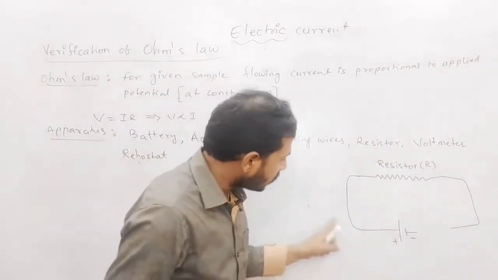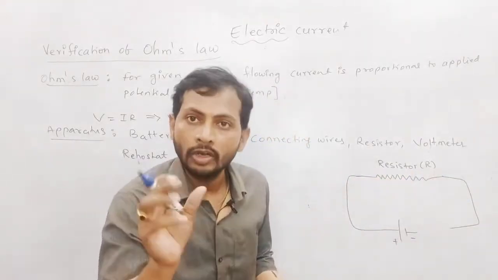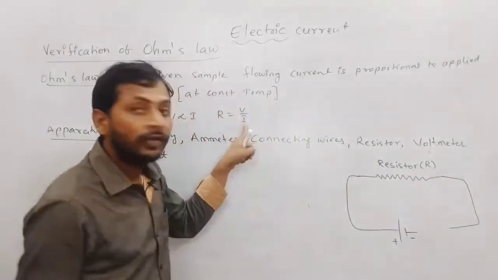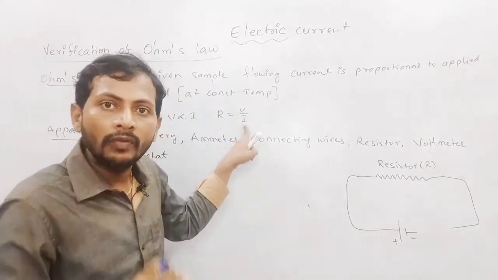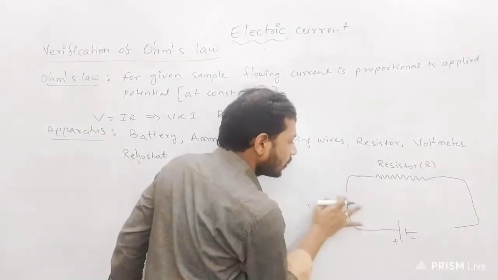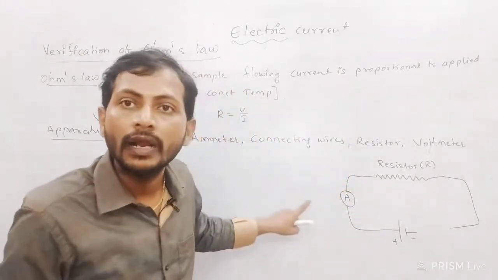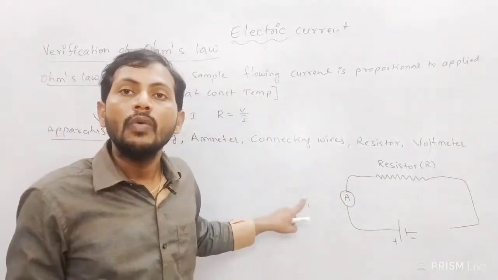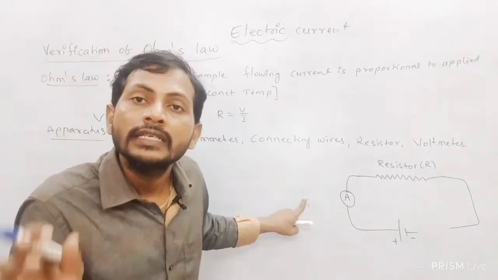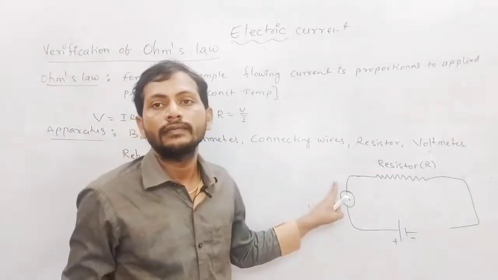In this circuit, I want to measure how much current is flowing, because I need the I value. To measure the I value, anywhere in the circuit you can keep one device, that I am calling A. A means what, children? Ammeter. What is the function of the ammeter? Sir, the ammeter measures the amount of current.